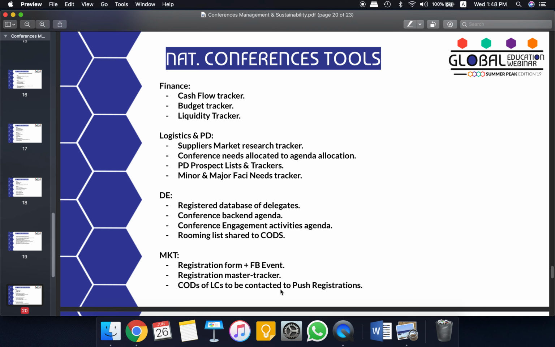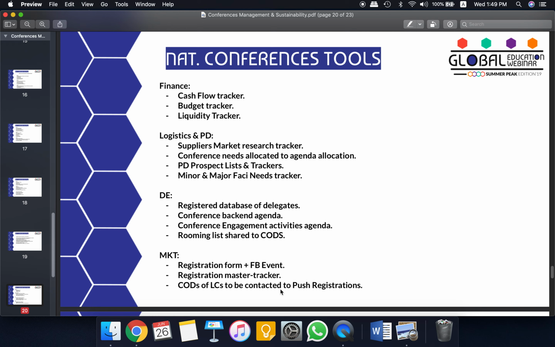Regarding the tools, there is no huge difference between this and the local conference. For the finance, you need the cash flow tracker, the budget tracker, and the liquidity tracker. For logistics, it's mainly the minor and major fast needs, because the MC provides minor fast needs like flip charts, like markers, and there are major fast needs that will take more time and more effort and more money. Conference needs allocated to the agenda.